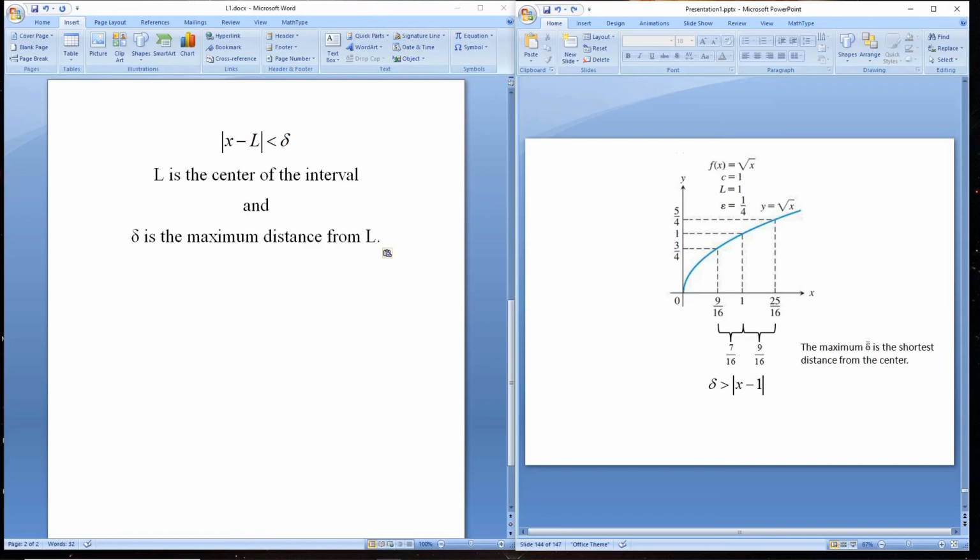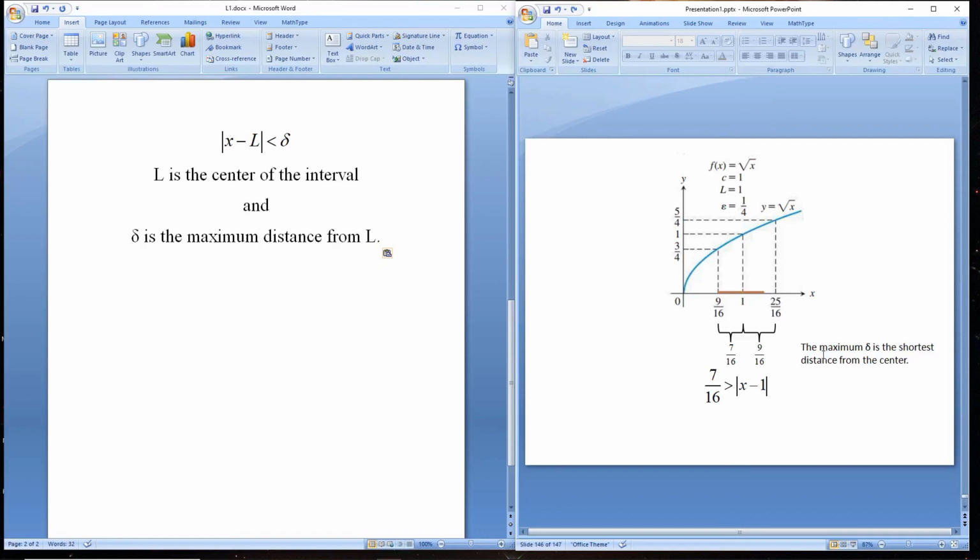So the maximum delta we can choose is the shortest distance from C. And that's 7/16. And let me just color in on the graph where that would be. So here is our interval centered at 1, and it goes left 7/16, and it goes right 7/16, and it's squeezed into the interval given.